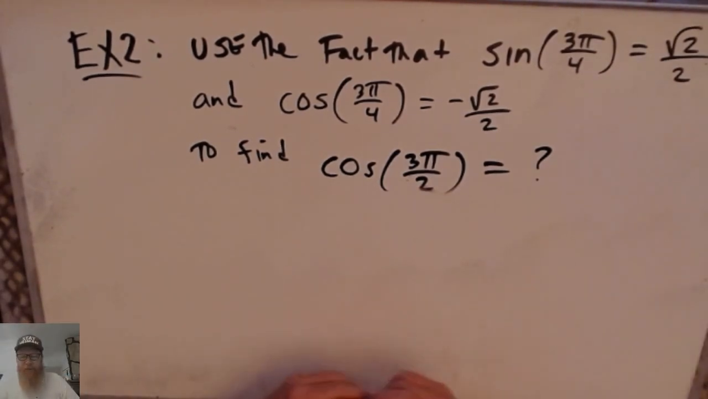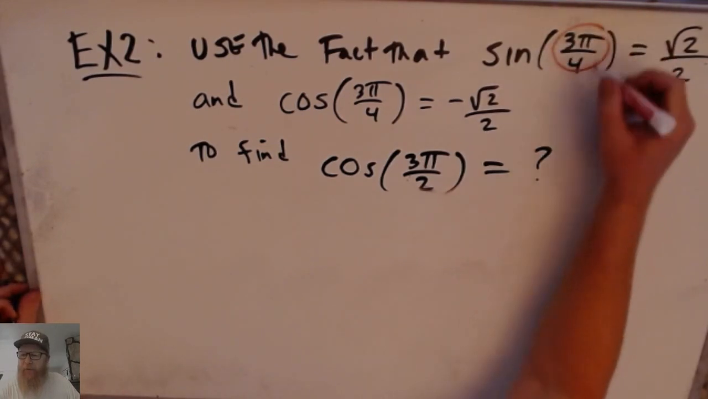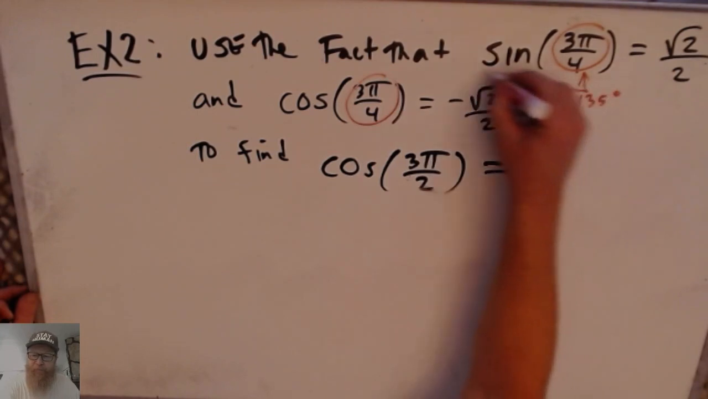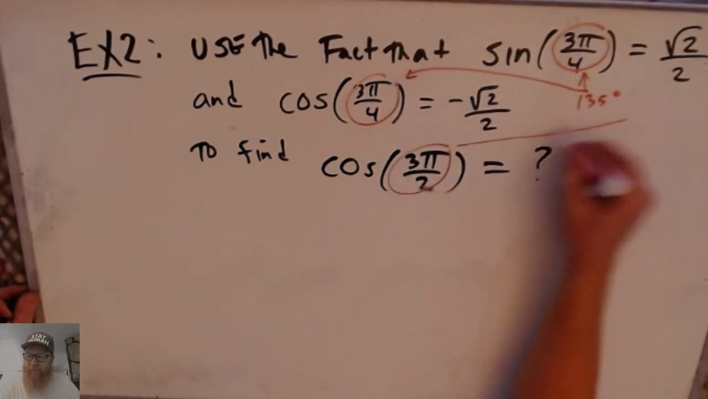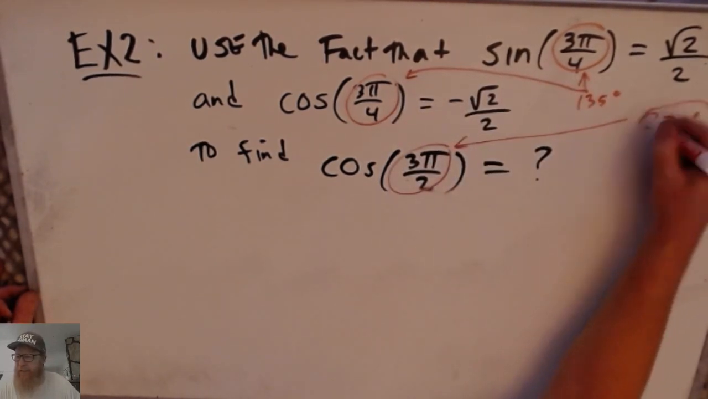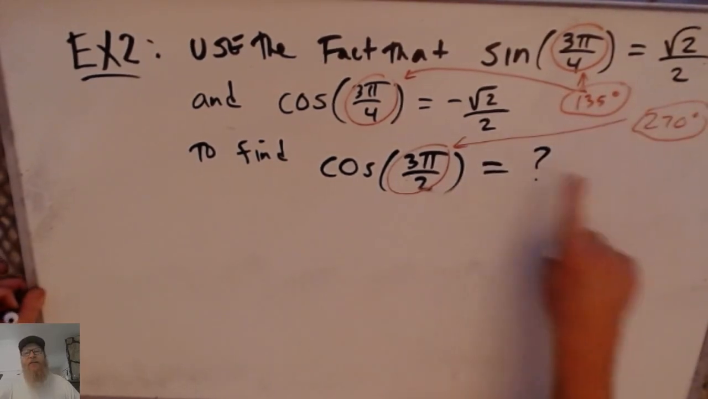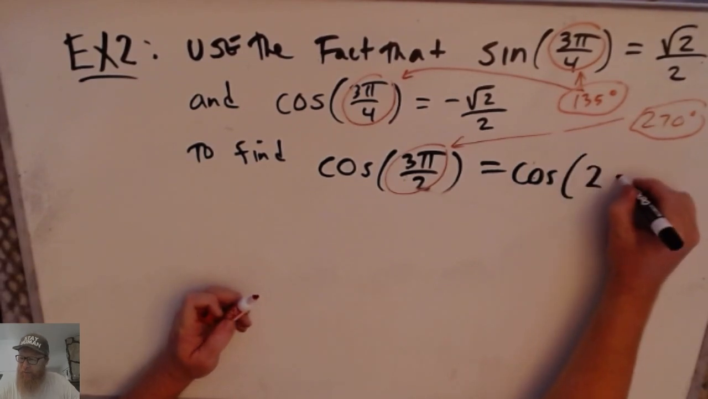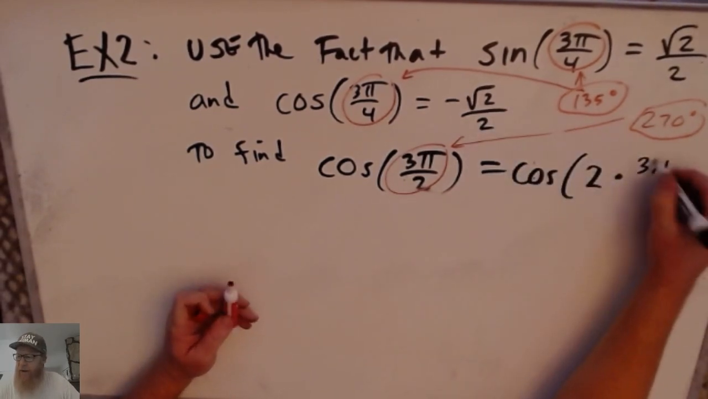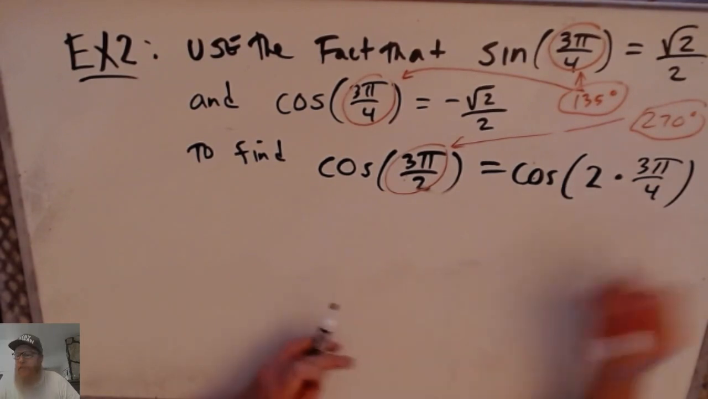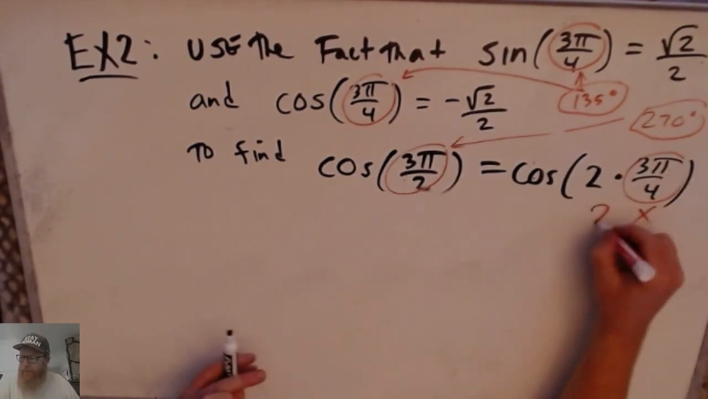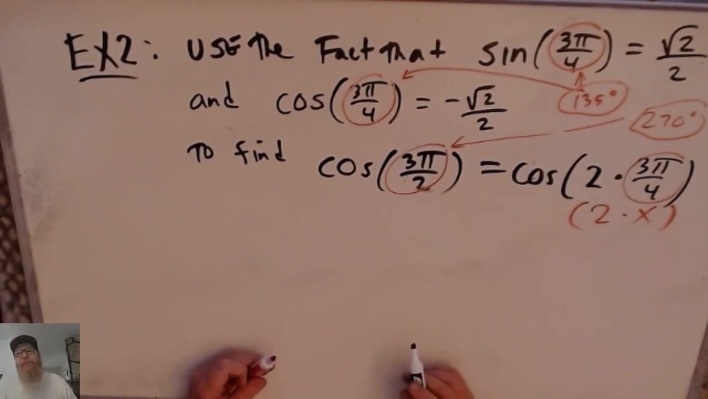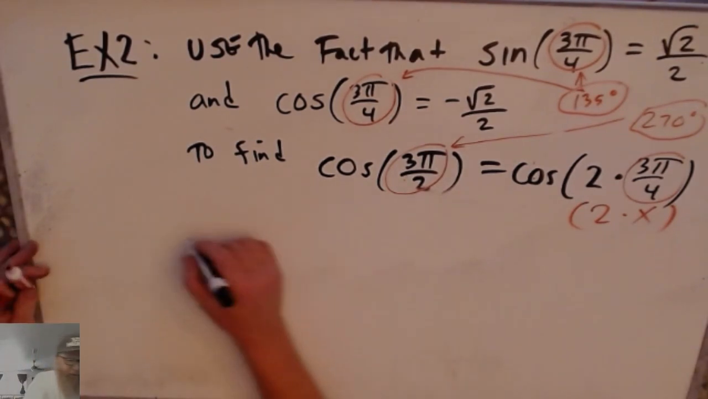Now, this might not be easy to recognize, but 3 pi over 4 is 135 degrees, and 3 pi over 2 is 270 degrees. So you can clearly see that this is cosine of 2 times 3 pi over 4. So this is your x, and this is 2x. So I'm using the double angle formula.